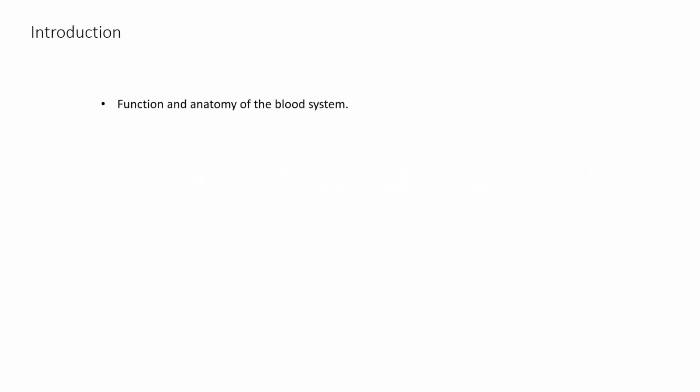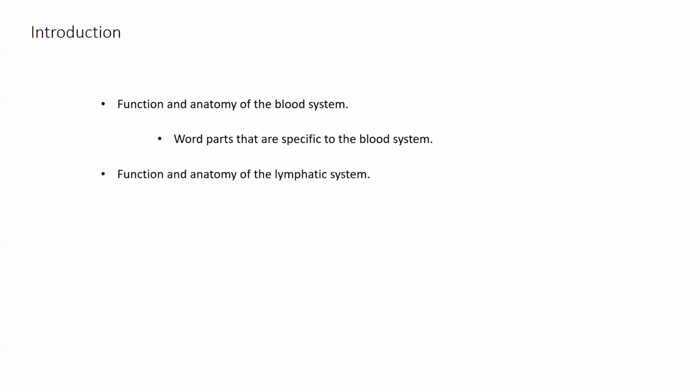So as usual, I'm going to go over the functioning and anatomy of the blood system, not the circulatory system, just the blood, and then talk about the word parts specific for the blood system. Then I'll switch to the lymphatic system, do the function and anatomy of the lymphatic system, and then the word parts for the lymphatic system.